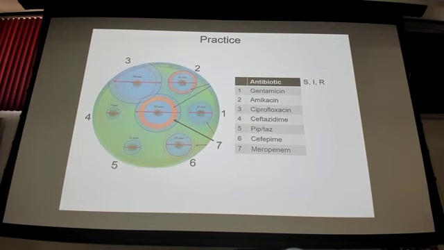Yeah. Wait, can you translate that? The zone of inhibition is smaller than the break point for number 4. It is resistant, and it's not expected to work against that 3rd generation cephalosporin.